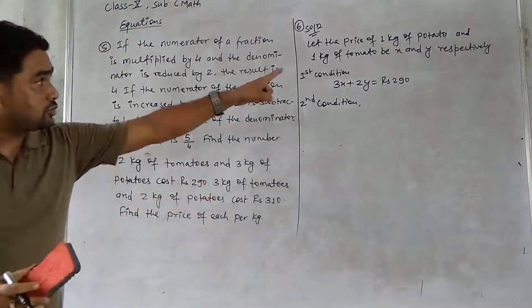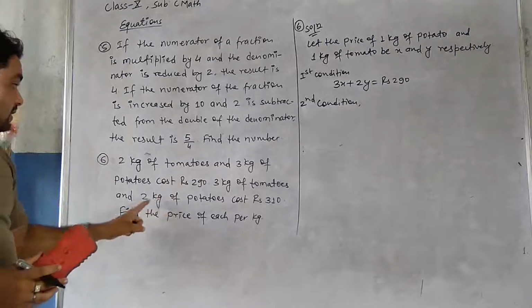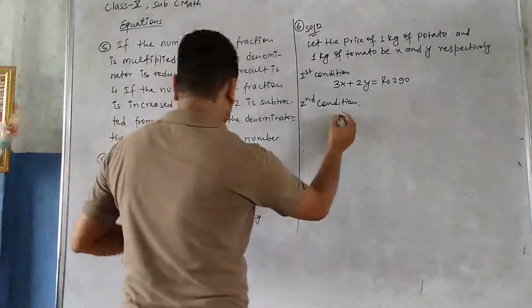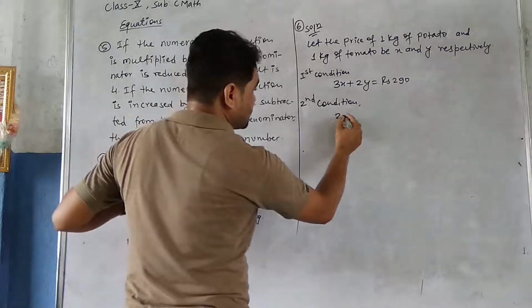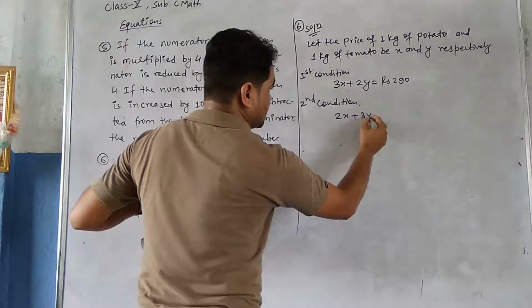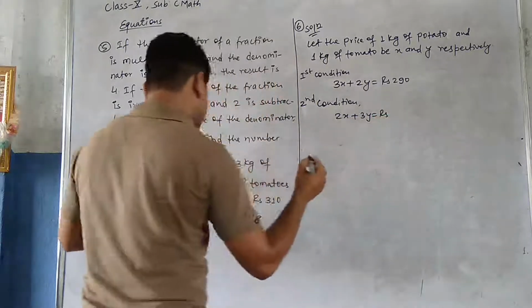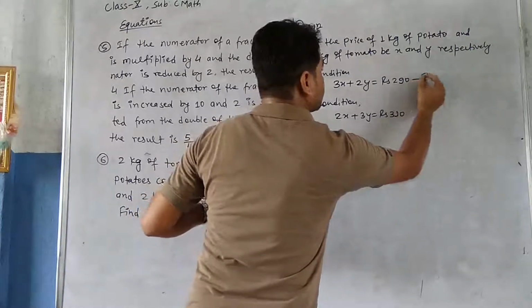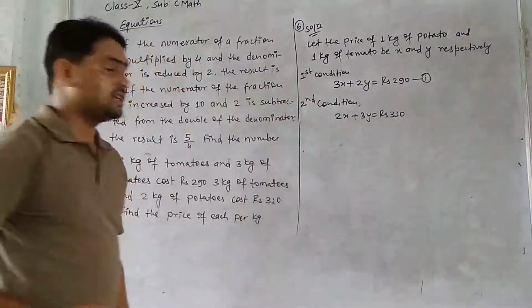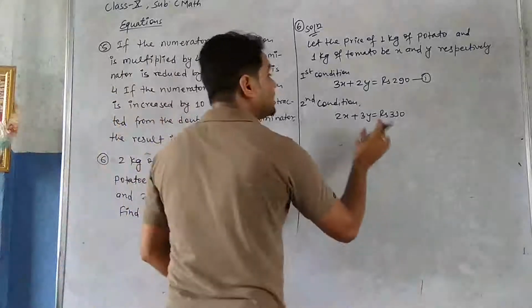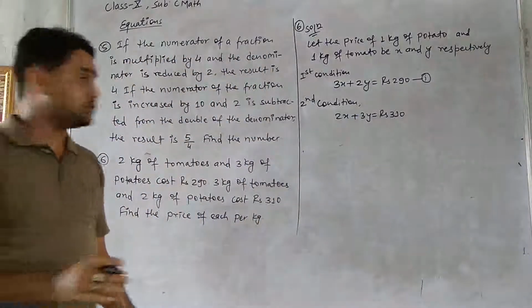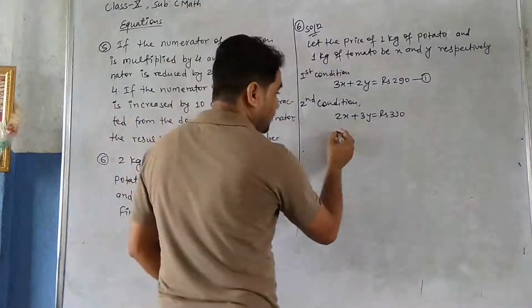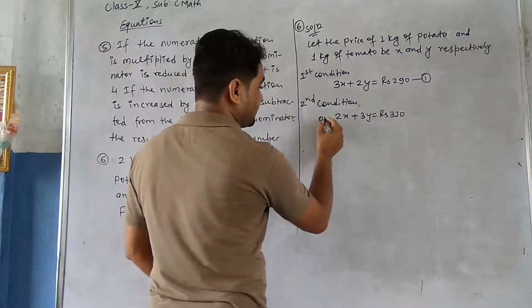3 kg of tomato is y and potato is x. That means 2 kg, that means 2x plus 3y equals Rs what? 310. This is the first, and let's simplify this. If you do that substitution method, that is easy for us, no? That's why let's find the value of x from here, no?